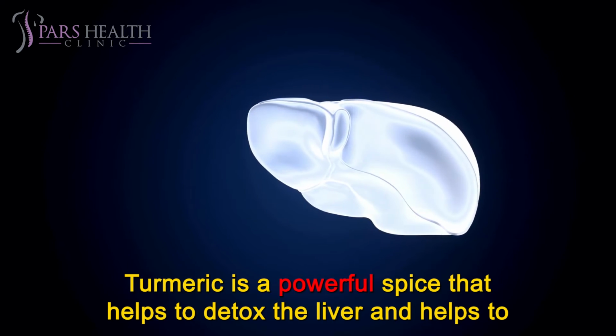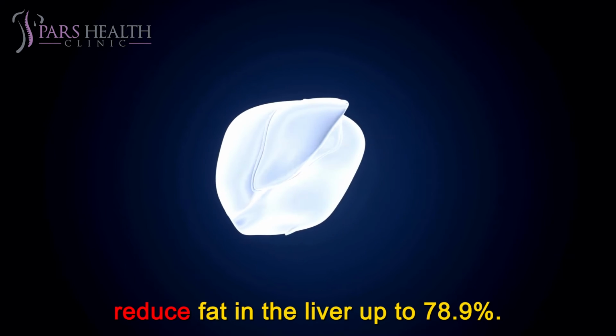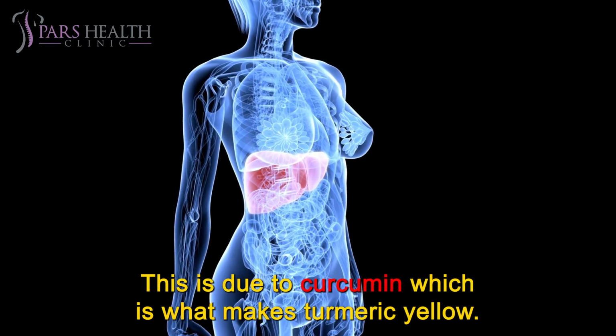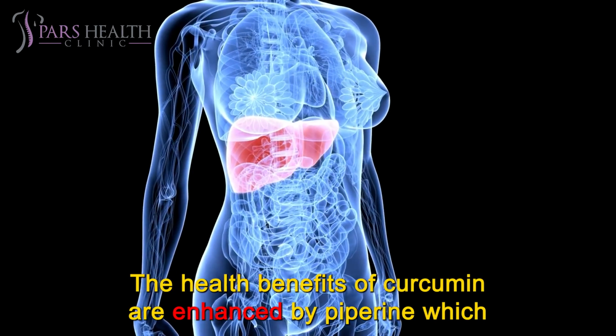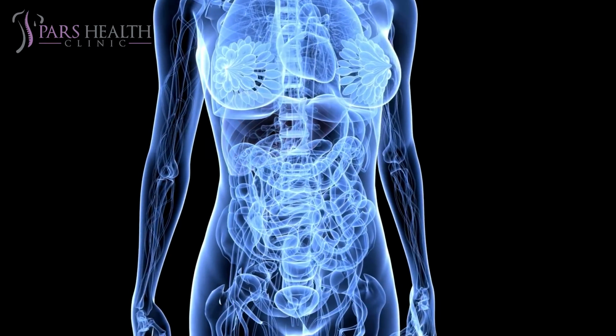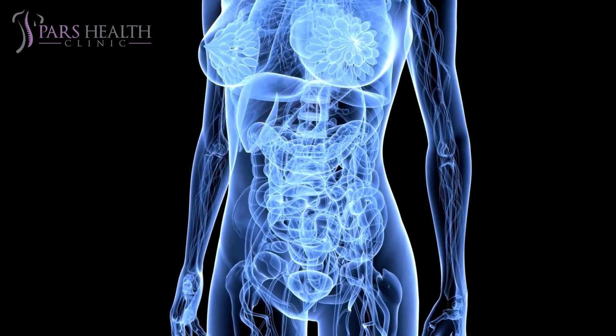Turmeric is a powerful spice that helps to detox the liver and helps to reduce fat in the liver up to 78.9%. This is due to curcumin, which is what makes turmeric yellow. The health benefits of curcumin are enhanced by piperine, which is found in black pepper. You can take 500 milligrams of turmeric a day to achieve these benefits.